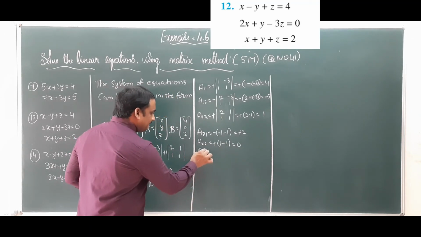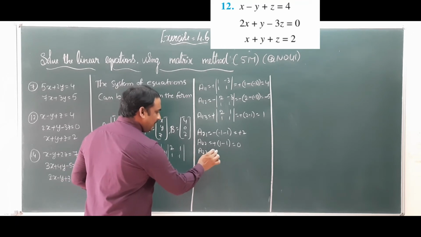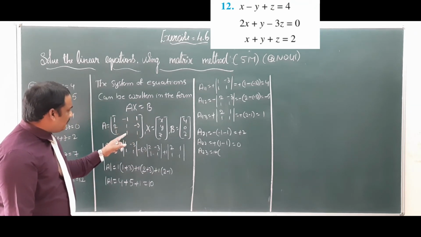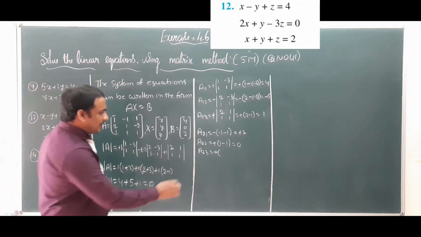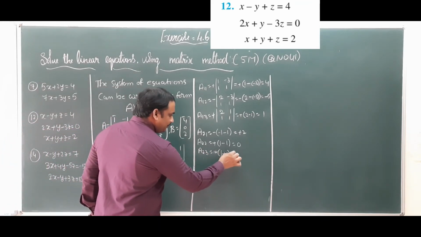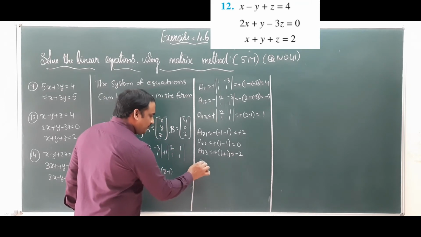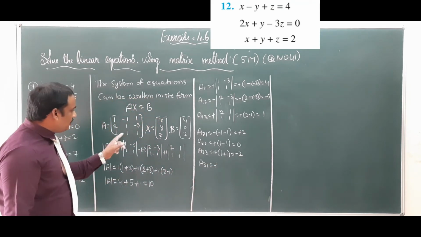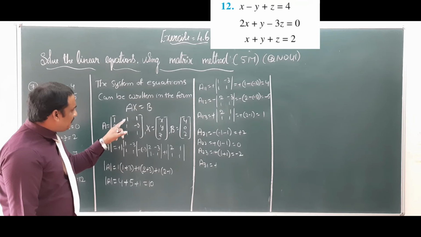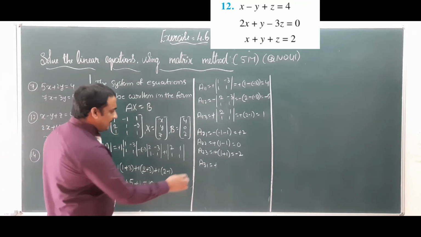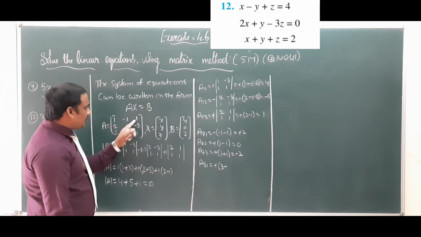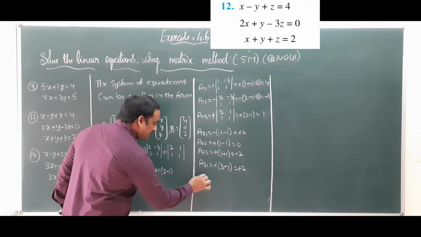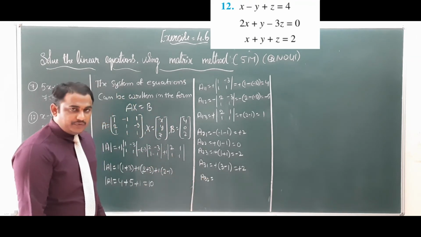Next A23: 2 plus 3 is odd, means minus. Second row third column remaining: 1 into 1 minus 1 into minus 1, plus 1 will become 1 plus 1, here minus 2. Next A31: 3 plus 1 is 4, plus. Third row first column remaining elements: minus 1 into minus 3, here you will get 3, minus 1 into 1, 3 minus 1, here you got plus 2. Next one, A32.